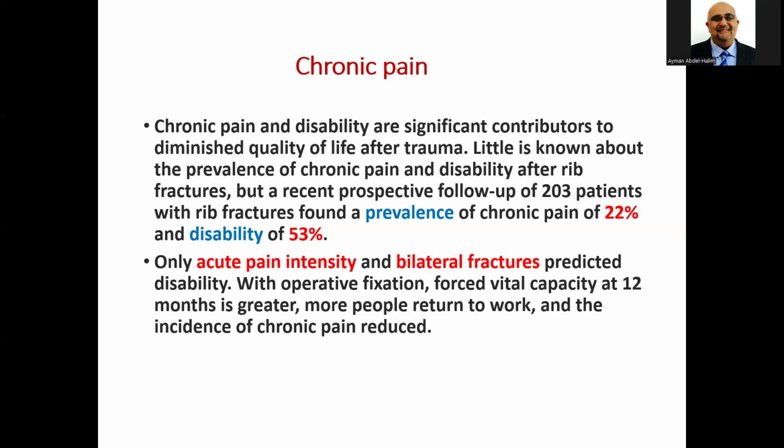So basically, the prognostication of rib fracture depends on 2 factors. Number 1 is the age. Number 2 is the number of the ribs fractured. Okay? Now, as far as chronic pain, the prognosis also relies on two factors: the acute pain intensity and whether you're having bilateral fractures or not.